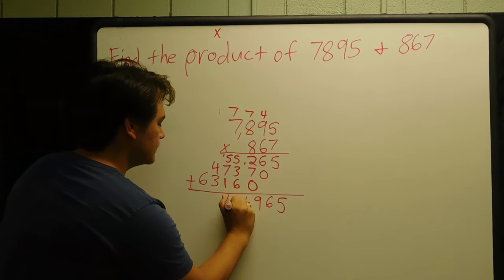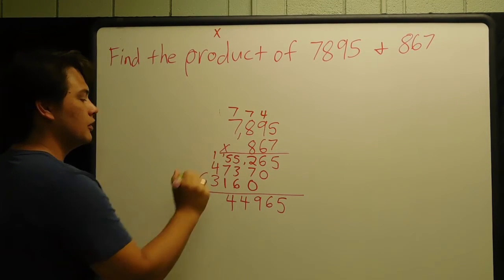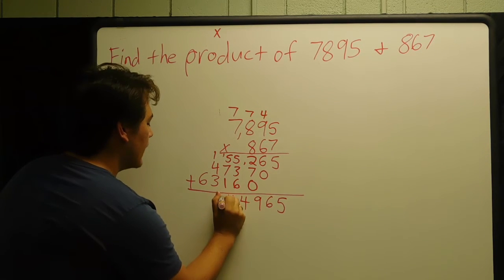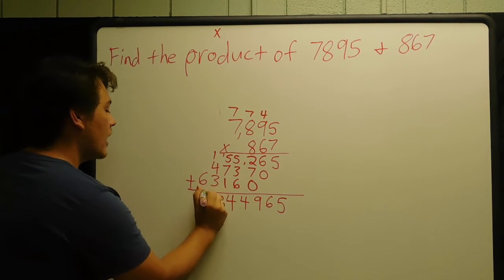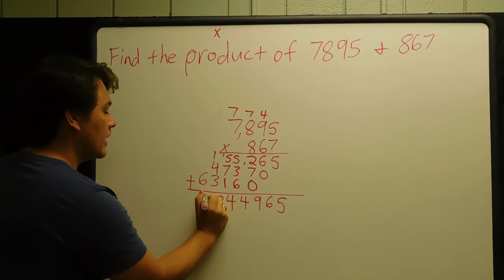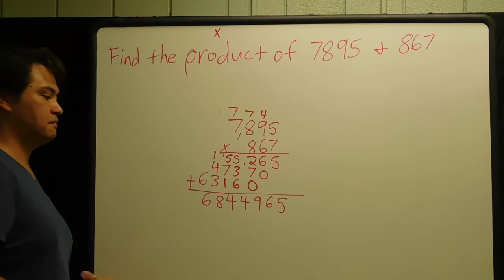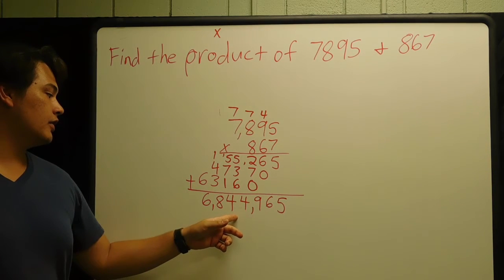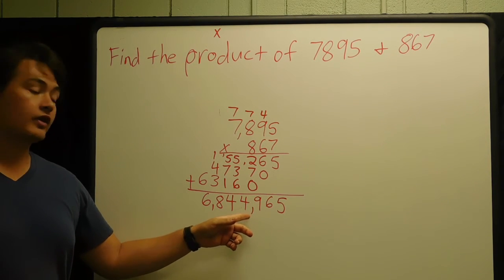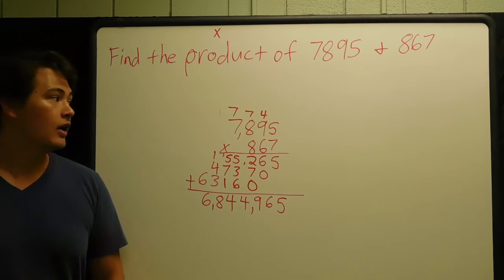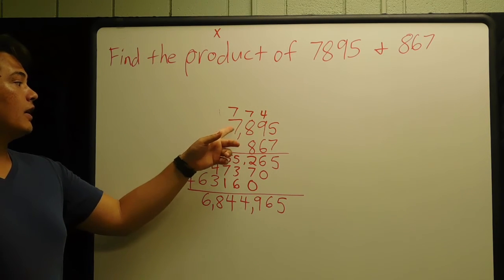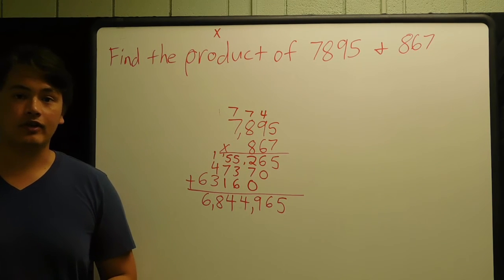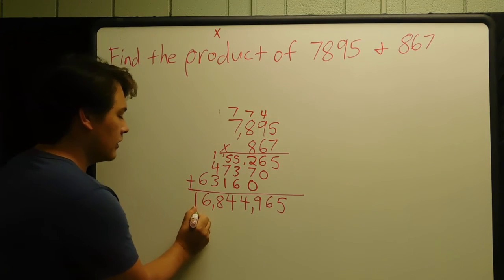I'm going to bring the 1 over here. 1 plus 4 plus 7 is going to give us 8. And then we have 6 is not being added by anything, so we bring the 6 down. Our final answer is going to be 6,844,965 when I multiply 7,895 by 867. So this is my final answer.